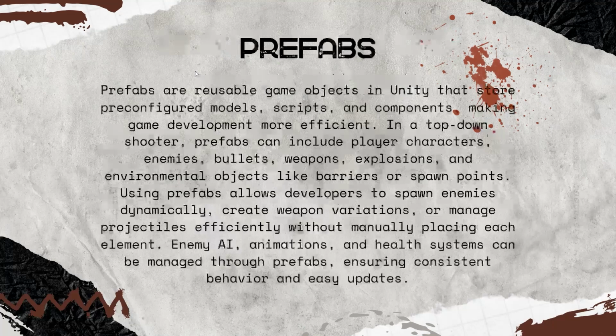Prefabs. Prefabs are reusable game objects in Unity that store pre-configured models, scripts, and components, making game development more efficient. In a top-down shooter, prefabs can include player characters, enemies, bullets, weapons, explosions, and environmental objects like barriers or spawn points. Using prefabs allows developers to spawn enemies dynamically, create weapon variations, or manage projectiles efficiently without manually placing each element. Enemy AI, animations, and health systems can be managed through prefabs, ensuring consistent behavior and easy updates.